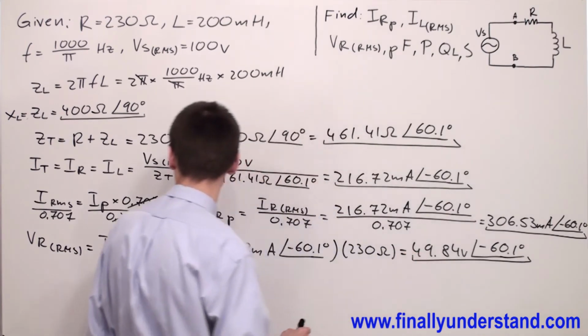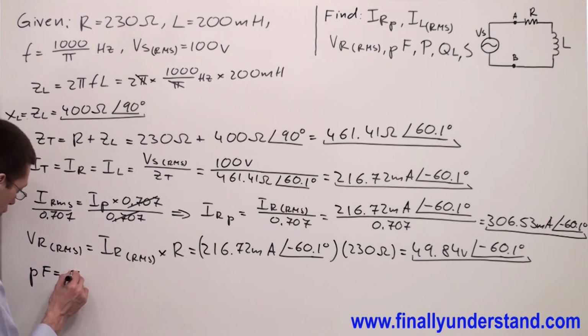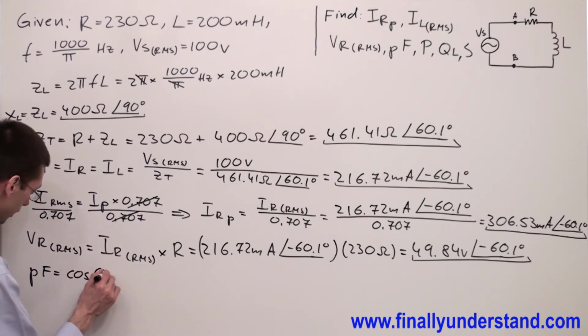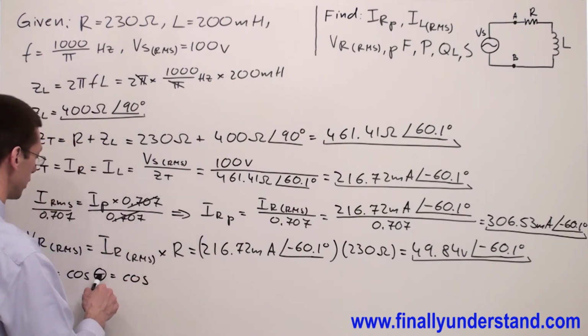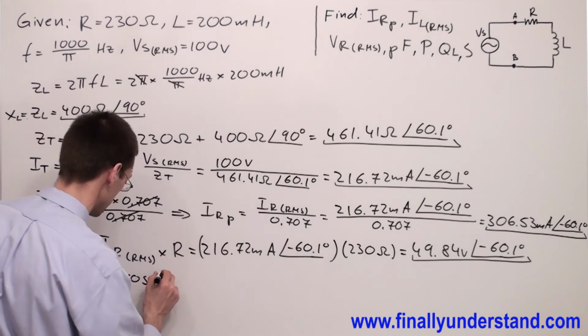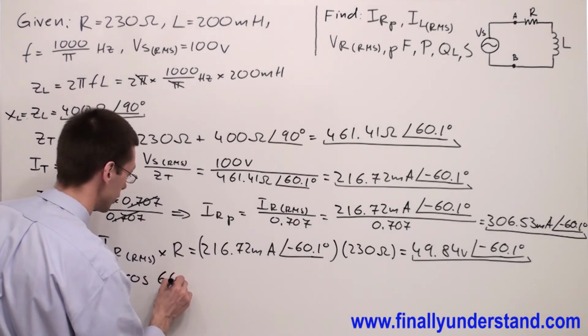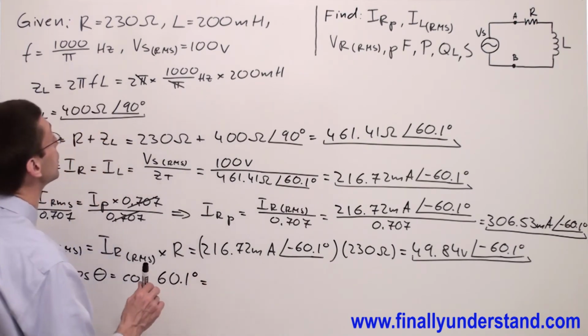This is my voltage across resistor, RMS. Next, we're supposed to find the power factor. Power factor is equal to cosine of angle theta. So I have cosine of the angle, which is next to Z, so I have 60.1 degrees.